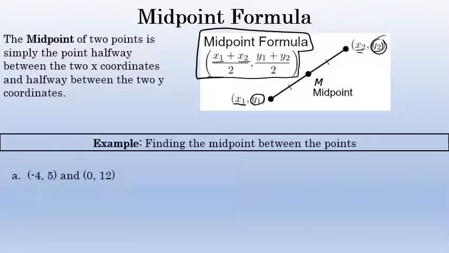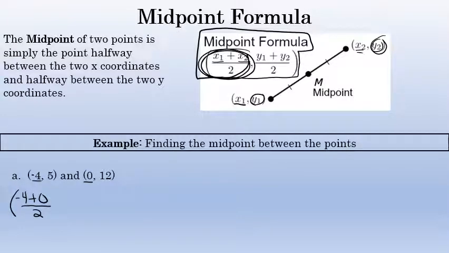Let's do an example or two. The first example is the values that I drew a diagram of earlier: applying the midpoint formula to find the midpoint of (-4, 5) and (0, 12). Now we already know this to be (-2, 8.5). But applying this formula, I'll take the two x values, -4 and 0, and add them up and divide by 2.